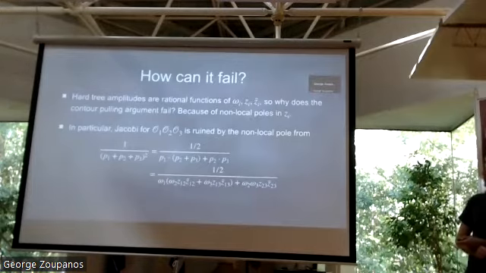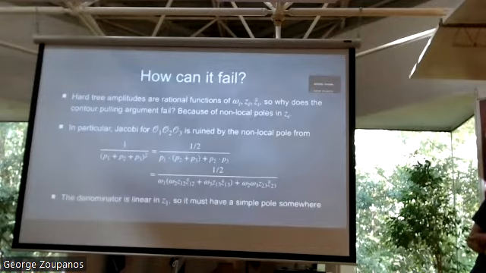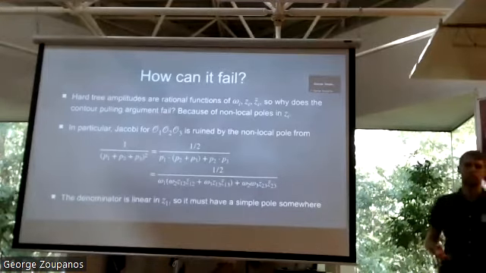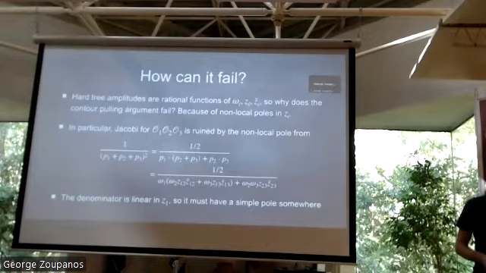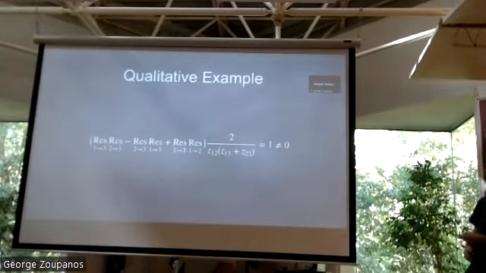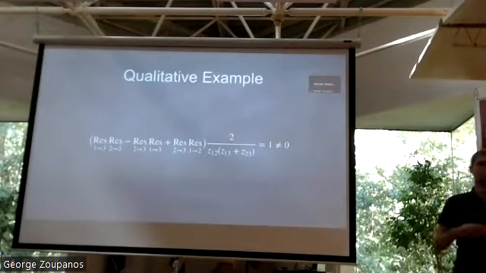So if we expand this out in terms of our omega, z, and z bar kinematic variables, then we've got a denominator that's linear in Z1. So it's going to have a simple pole in Z1 somewhere, and it's not going to be at Z2 nor Z3. And such a function fails this double residue condition.